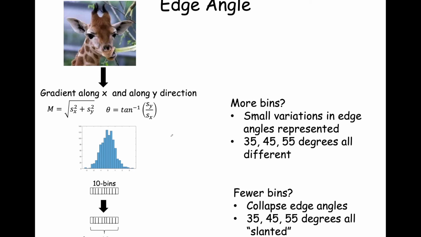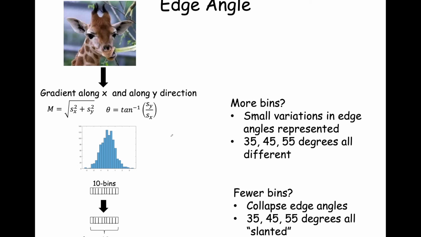In similar fashion, we started with 10 bins for the histogram over the edge orientations, or the edge map, computed using the inverse tangent over the y gradient and the x gradient in the image. If we use a larger number of bins, what happens? You distinguish smaller variations in edge angles. So things that are 35 degrees, 45 degrees, 55 degrees are all different. You can distinguish these more fine-grained variations in edge angle for the edge content, for shape, for an image.